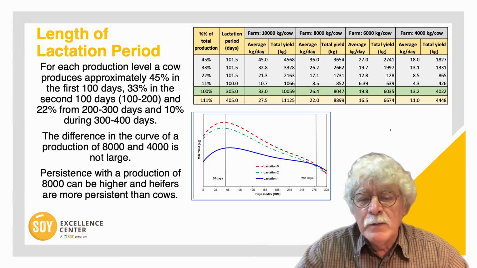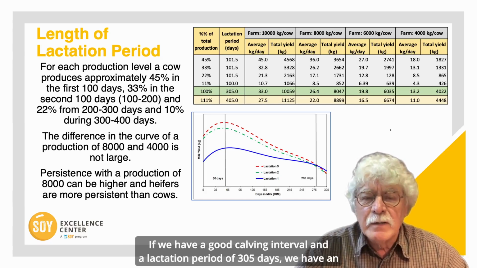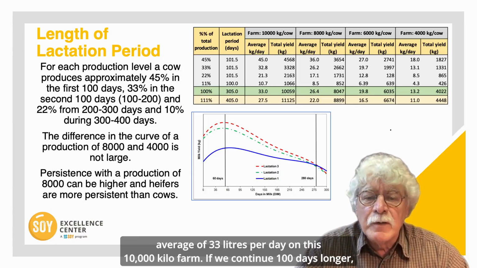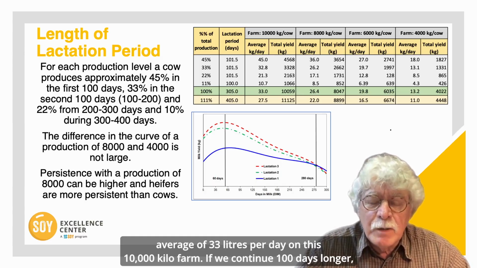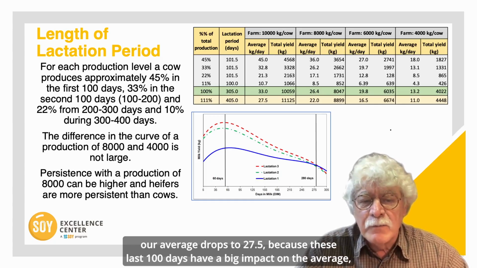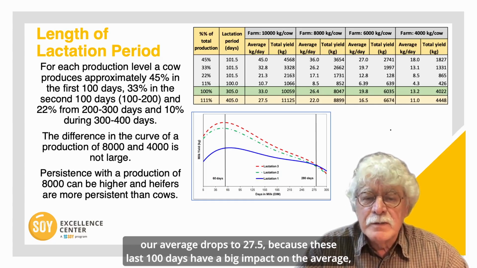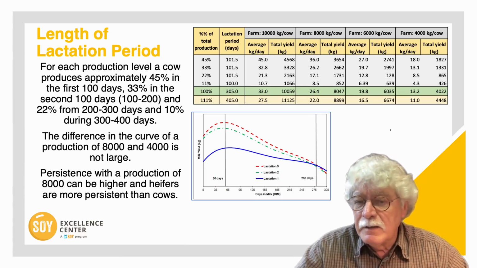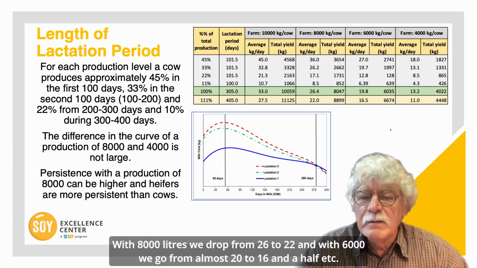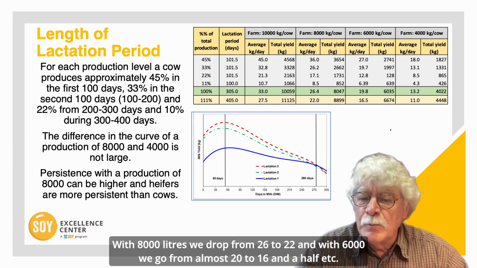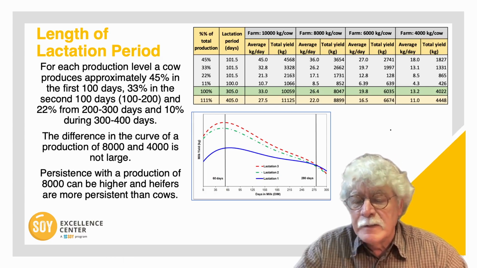If we have a good calving interval and a lactation period of 305 days, we have an average of 33 liters per day on this 10,000 kilo farm. If we continue 100 days longer, our average drops to 27.5, because these last 100 days have a big impact on the total average. With 8,000 liters, we drop from 26 to 22, and with 6,000 we go from almost 20 to 16.5, etc.